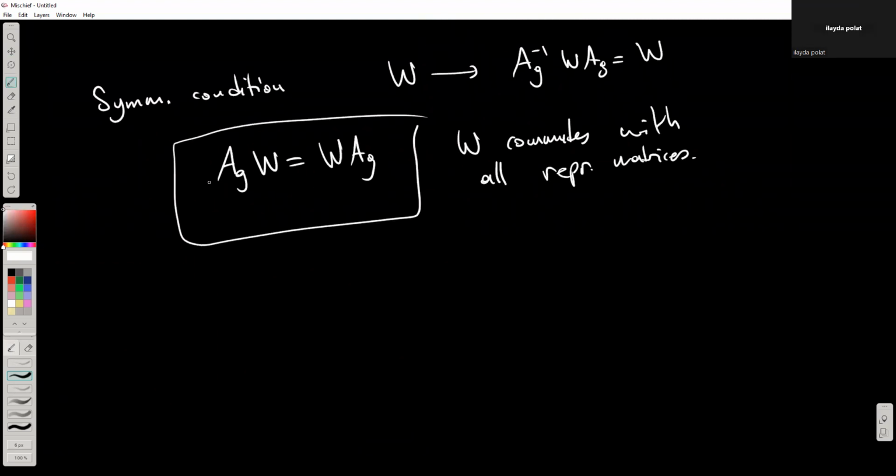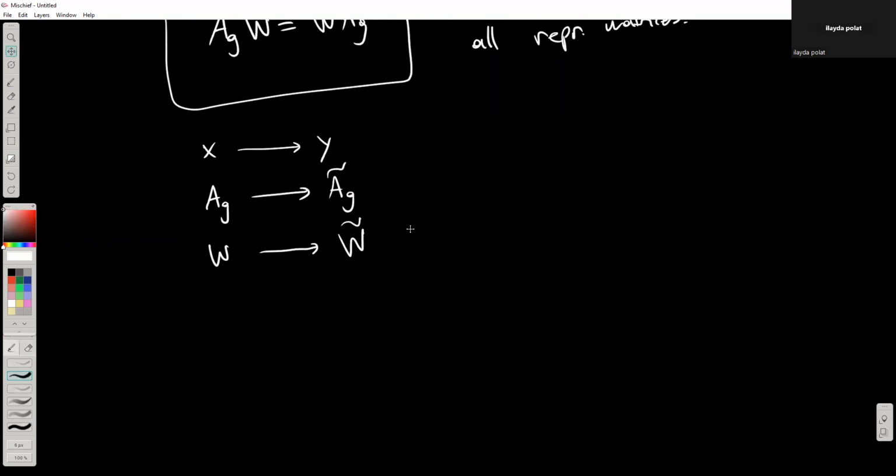But in any case, this is actually for the symmetry operation expressed in terms of the old coordinates. In the new coordinates, just remember that X is transformed into a Y coordinate. So all the representation matrices are transformed into new representation matrices. And W, therefore, should be transformed into a new W matrix. So the mass matrices can also transform like that. You can actually show that this is going to transform like that, but I'm not going to show the step in here.